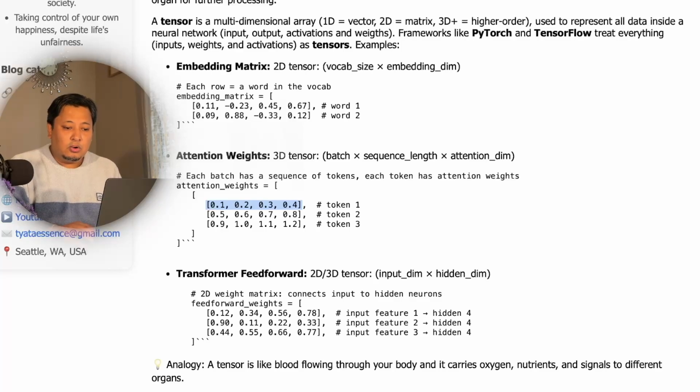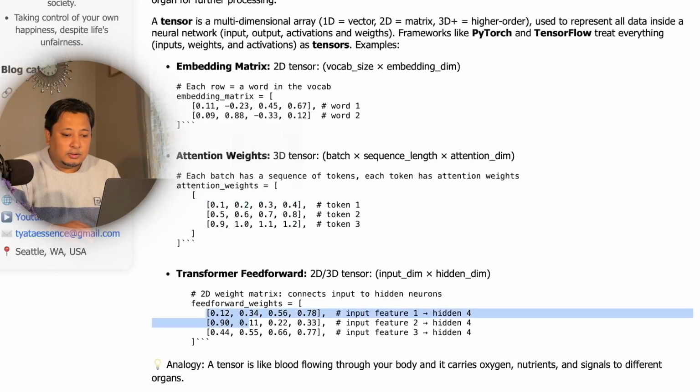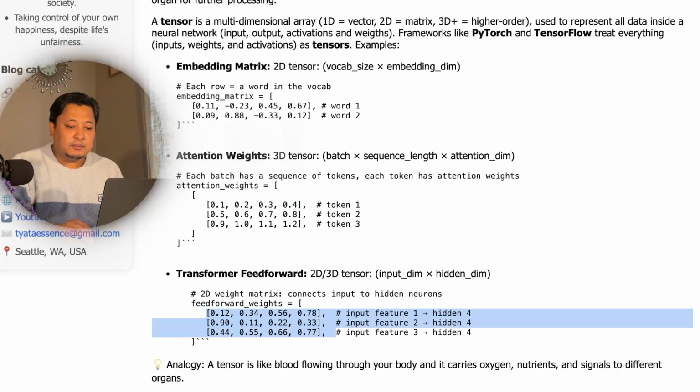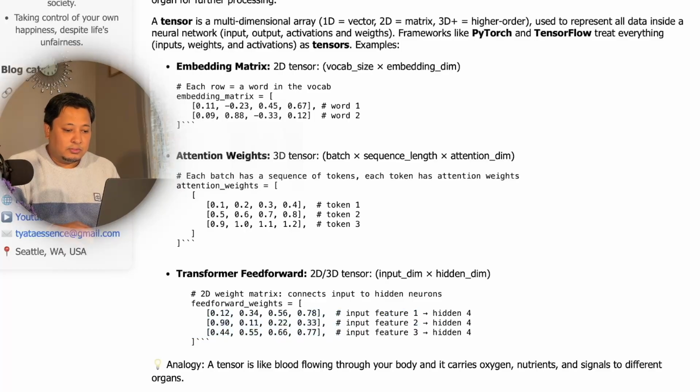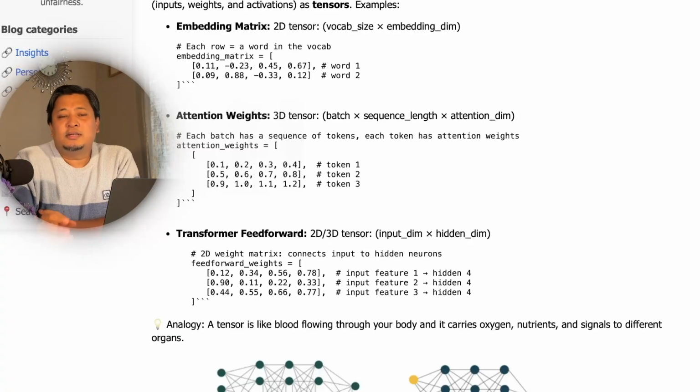It could be a 2D or 3D tensor. In the example of the feed forward weights, we are showing three features represented by numbers. The first row represents the first feature, the second row represents the second feature, and so on. This is how a large language model represents and stores data.